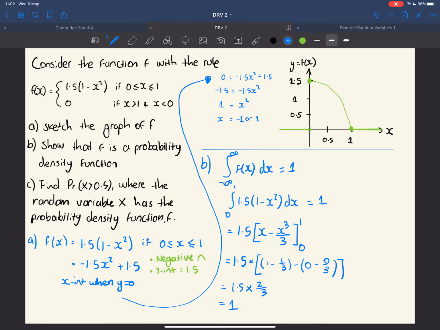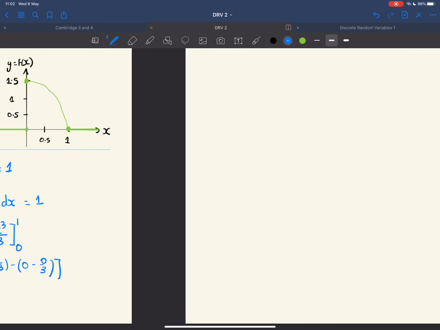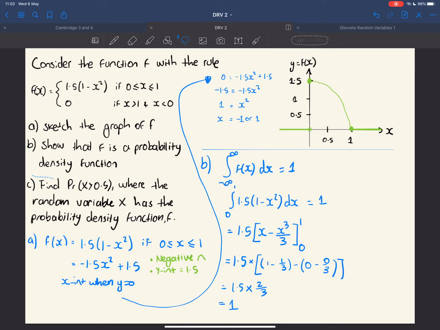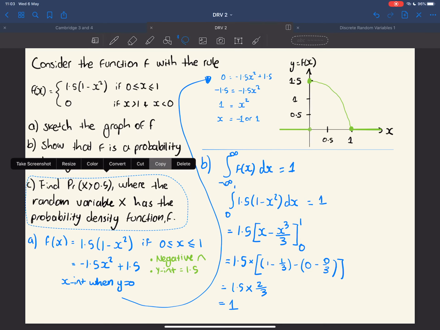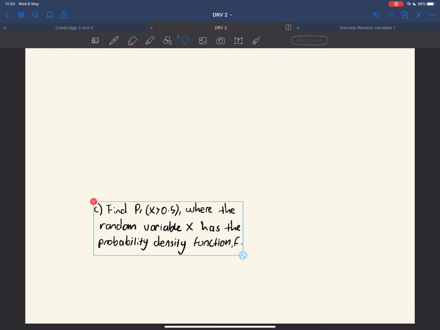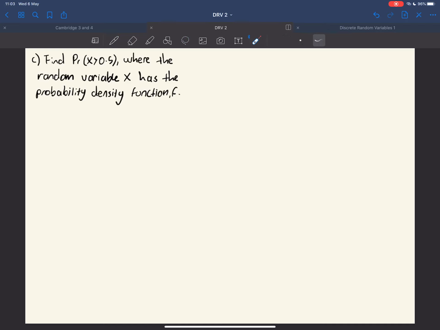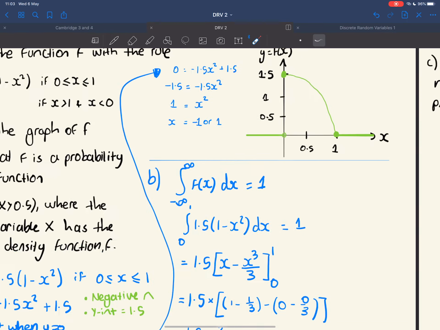All right, we're going to move to part C now. I am running out of space here, so I'm going to make a new page, and I'll copy the question here. So part C is this. Find the probability that our random variable is larger than 0.5, where the random variable x has a probability density function f.